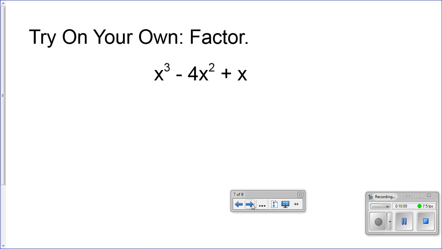All right, so now I want you guys to try this one on your own. Give that one a try, because it might be a little bit easier this time.